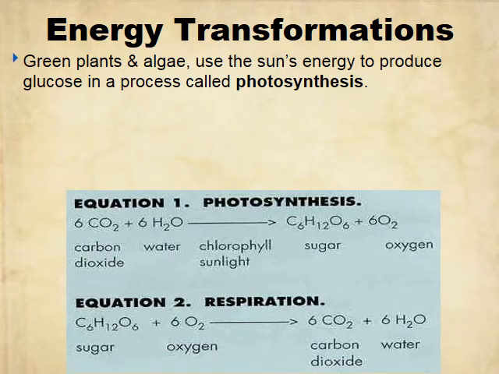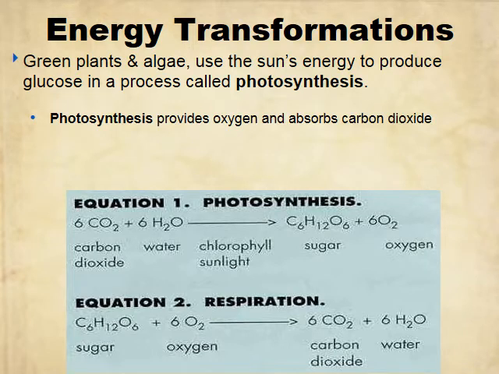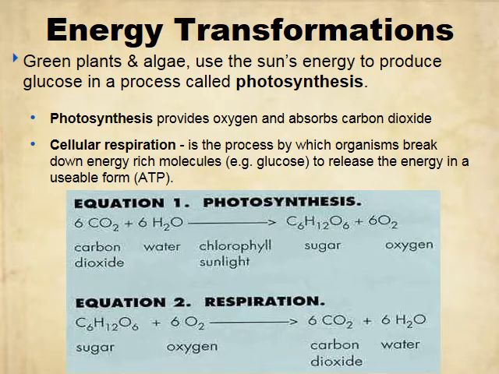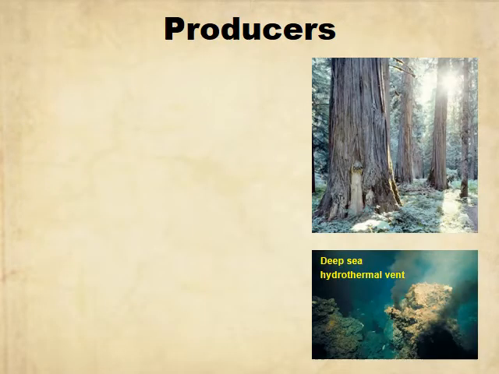Green plants and algae use photosynthesis, and it provides oxygen and absorbs carbon dioxide. Cellular respiration is what humans and animals do. We break down that glucose and then we release carbon dioxide into the atmosphere.